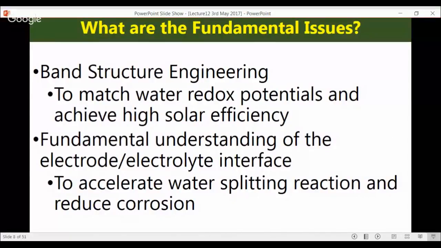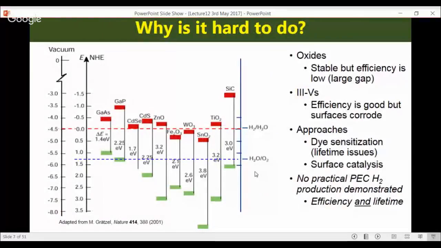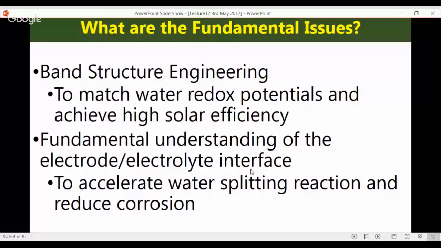So what we have done so far is the band gap engineering to match water redox potentials and achieve high solar efficiency. That is what I said: the hydrogen evolution potential and oxygen evolution potential must straddle between the conduction band minimum and the valence band maximum. That is what is called the band gap engineering.